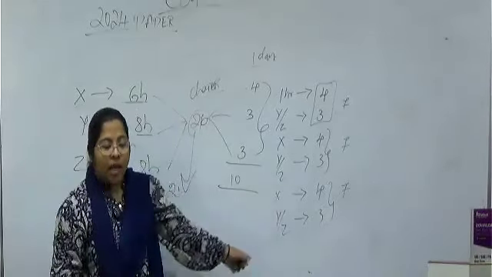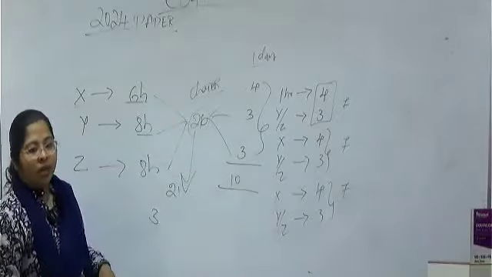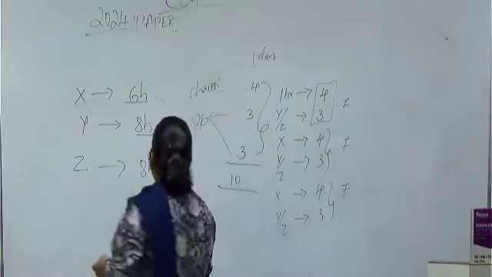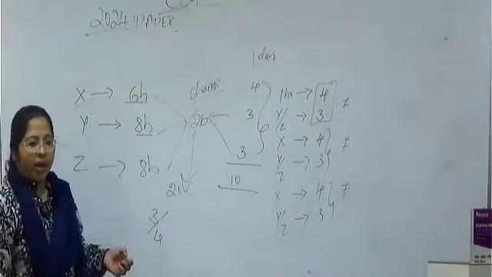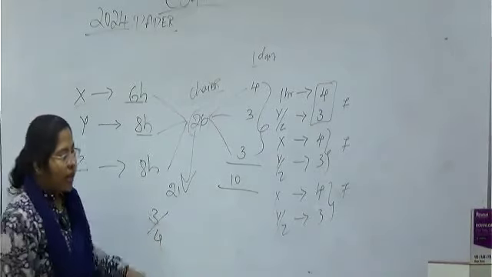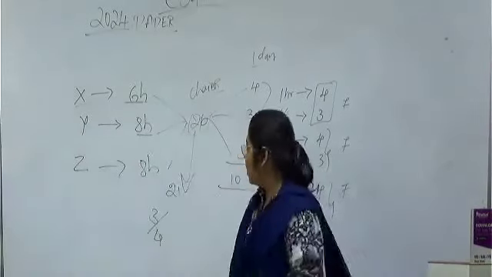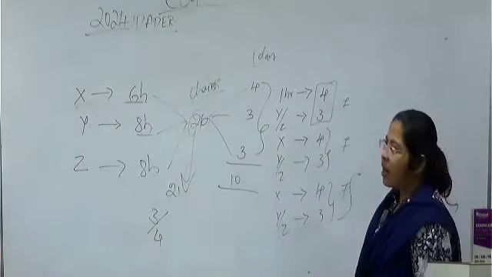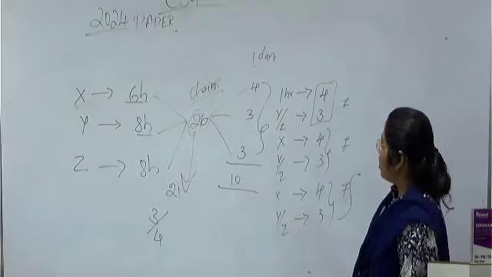X will come. But X's capacity is what? 4. But he needs to do how much? 3 only. So 3 by 4. His capacity is 4, but he needs to manufacture 3 only. Yes or no? Till this, how many hours will it take? 6 hours. Yes or no?